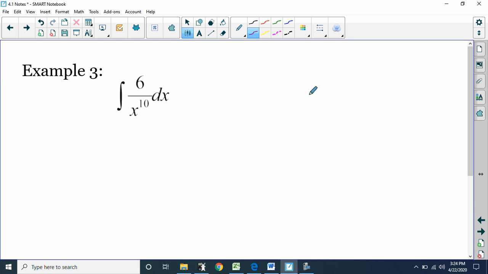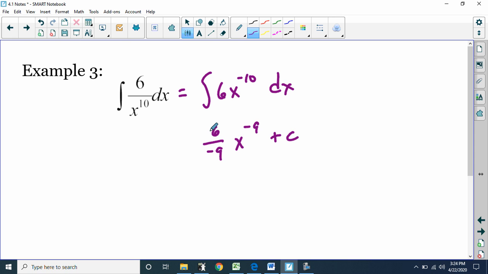Example 3 asks for the integral of 6/x to the 10th. We're dividing here, so we can't yet use the power rule. But if we rewrite it as 6x to the negative 10th, now we can. Add 1 to the exponent, negative 10 plus 1 is negative 9. Divide by that same thing. 6 divided by 9, we can reduce that to 2/3. So we've got negative 2/3 x to the negative 9th plus c. And you can either leave it like that, or move the x to the 9th down to the bottom.